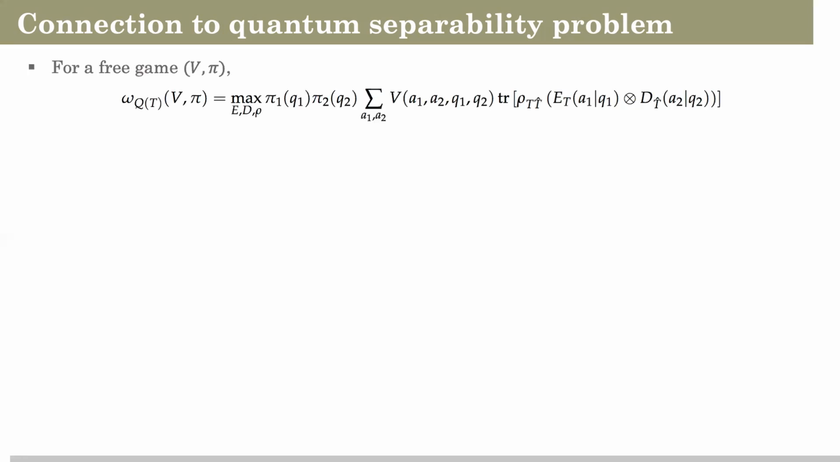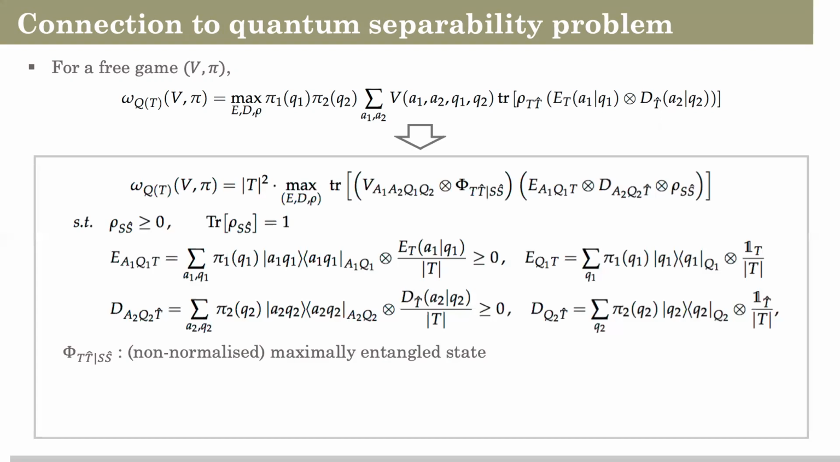let's look at the original form of omega qt. Here, I already replaced the question probability distribution pi(q1, q2) with this product form, since we are only considering free games. Then after a few mathematical tricks, we can rewrite this optimization problem as this longer expression. Here, V is a diagonal matrix whose diagonal elements are the rule function V, and phi is the non-normalized maximally entangled state. These new operators E and D are operators in a larger space with larger dimension, and they include the original measurement operators E and D that existed in the original form of omega qt. So this is just another equivalent expression for this optimization problem.